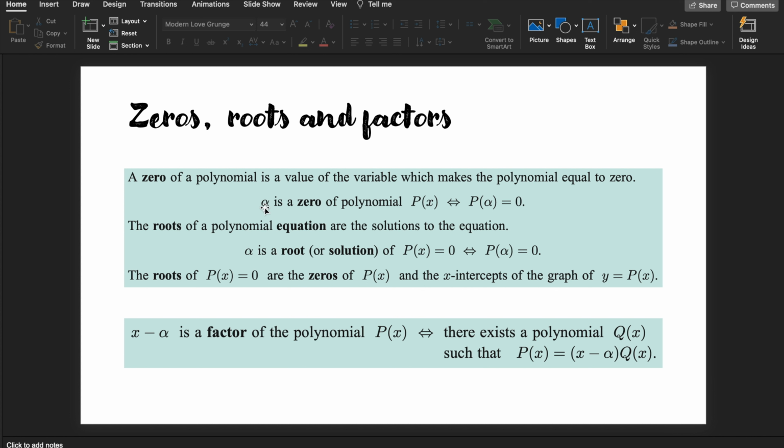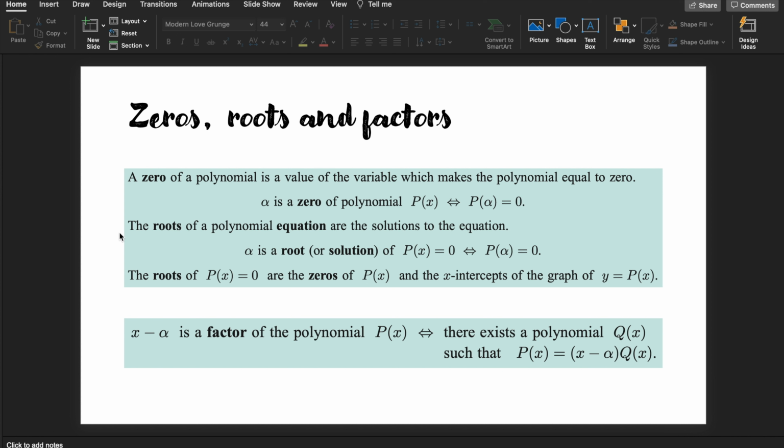If alpha, which is a Greek symbol, is a zero of the polynomial p of x, this implies that p of alpha equals 0. This is obvious because we usually equate a polynomial to 0 in order to find the solution, or the zero, of the polynomial. So if you substitute the value of alpha into p of x, then you'd get 0 because alpha is the zero of the polynomial.